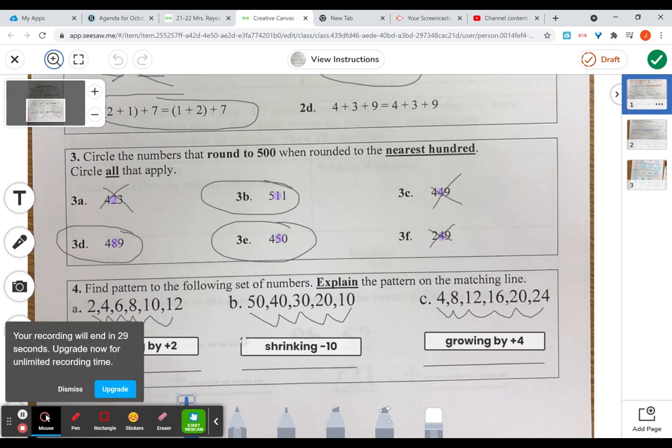For B, you can see that I've got 50, 40, 30, 20, 10. This is a shrinking pattern by 10. C, we've got 4 plus 8 plus 12 plus 16, 20, 24. This is increasing by 4. So it's a growing pattern by 4.